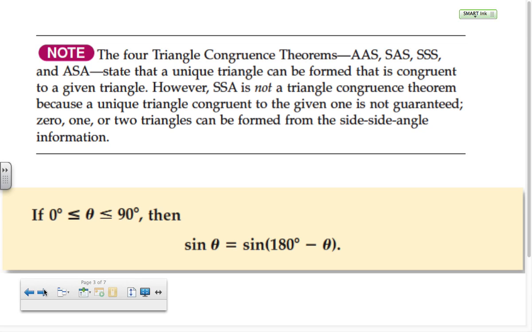So if you have a side, side, and an angle, you could have no triangles. You could have 1 triangle, or you could have 2. Now we're always going to assume 2.